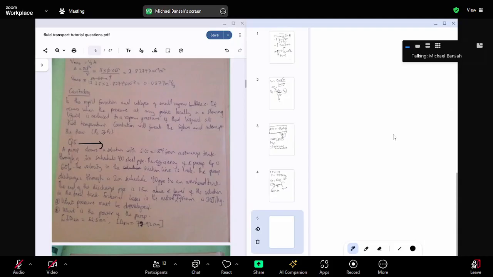Now, let me draw the diagram again. So I have a fluid, I pump the fluid, and the velocity, that's my V1. I want to note a point here. I hope you can see the point. Just a random point. V1 is 1 meter per second. All right.